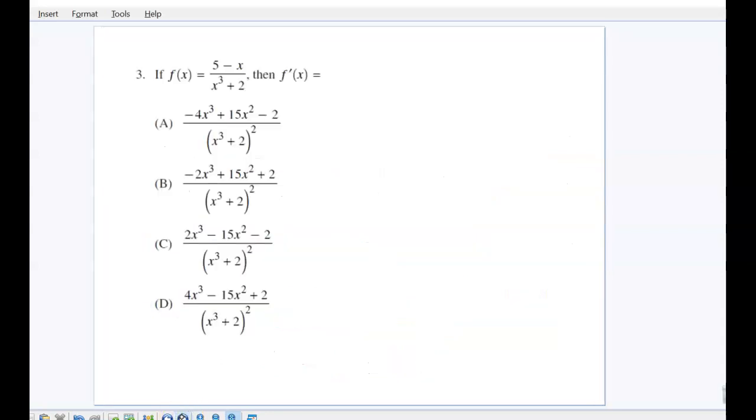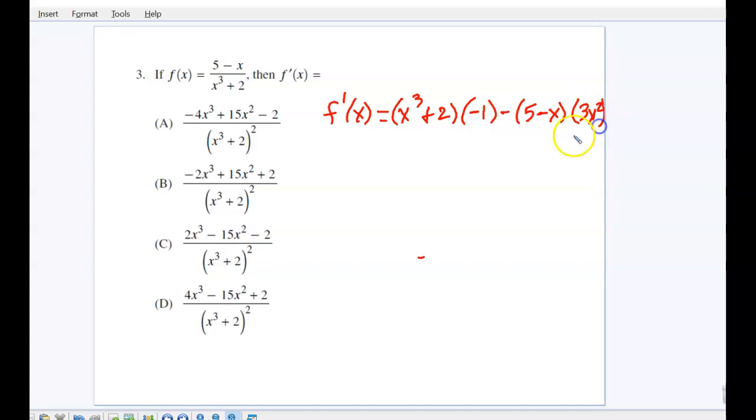Okay, the last example, we are given the following function. Again, this is another AP exam question, and we're asked to find the derivative. So again, for f prime of x, I'll have to use the quotient rule. It's going to be x cubed plus 2, the bottom, times the derivative of the top, minus the top times the derivative of the bottom, all over the denominator squared. And if you notice, that is not one of the solutions, so I need to simplify further.